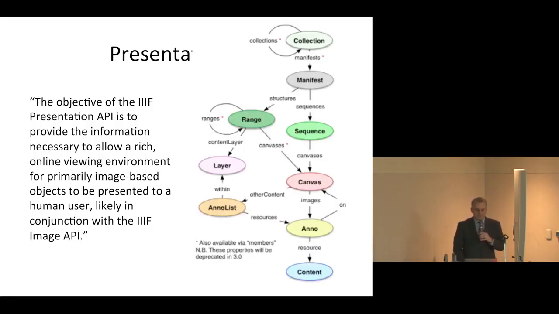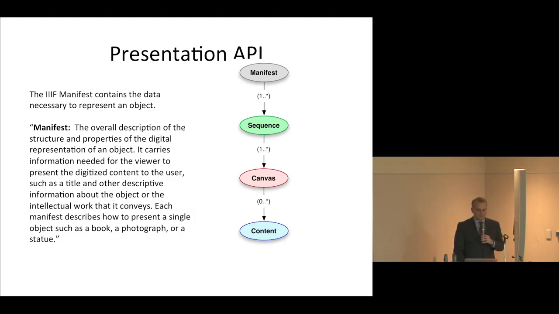I'll talk a little bit next about the presentation API. The objective of the presentation API is to provide the information necessary to allow a rich viewing experience in a software client, likely in conjunction with the IIIF image API. The core or central object in the presentation API is the manifest. And the manifest contains the data necessary to represent an object. It contains the structure, the sequence of images and so forth, and also metadata that's intended to be displayed to the user. So not structured metadata, but display metadata.